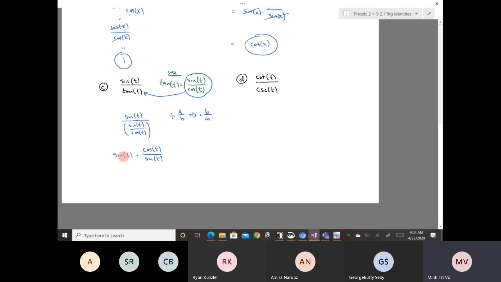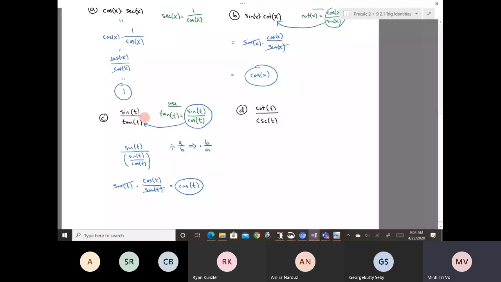And then what do we have? This sine cancels this sine. And then what's left over? Just cosine. So in actuality, problem C is exactly the same thing as problem B. It's just written in a different way. Ultimately, you get this expression, which is exactly the same as this expression.